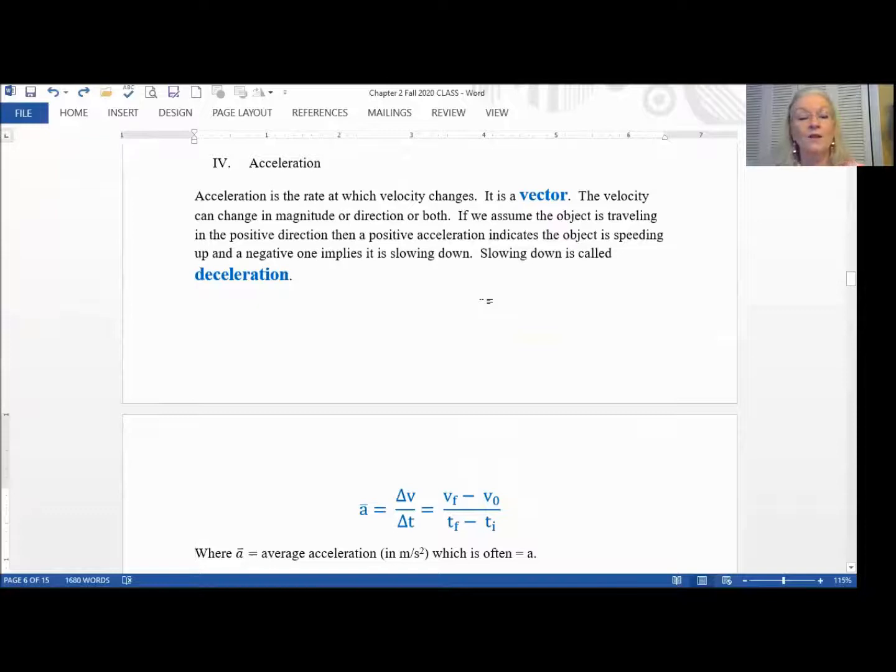So welcome to a continuation of Chapter 2. We were moving on to acceleration. Acceleration's the rate at which velocity changes. Anytime you describe something as a rate of change, you're going to have time in the denominator. Acceleration's a vector. That means it has a direction and a magnitude.